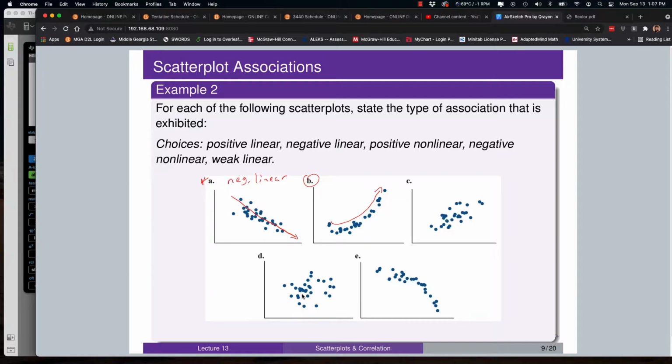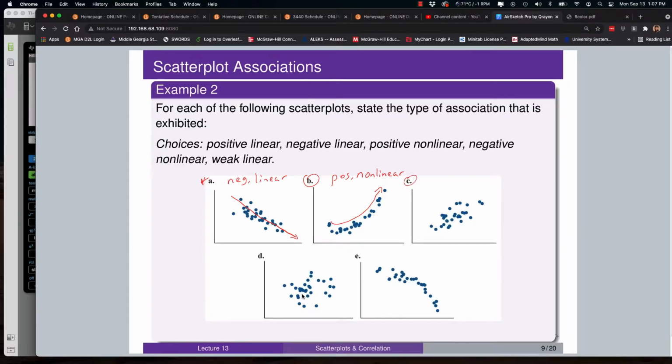When it curves, there are other types of regression you can do for curved data that will still allow you to do regression, but they get measured in a slightly different way, which we're not going to get into here. But since the points are curving up in this particular case, we're going to call this one positive nonlinear association.